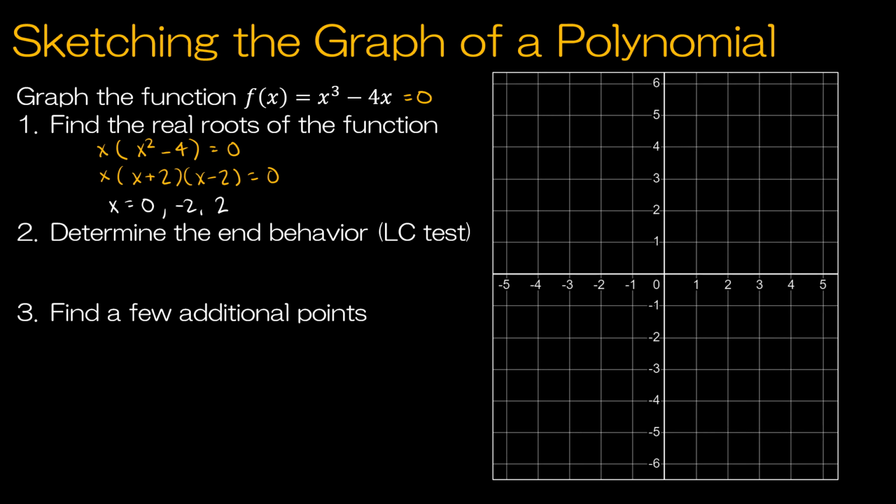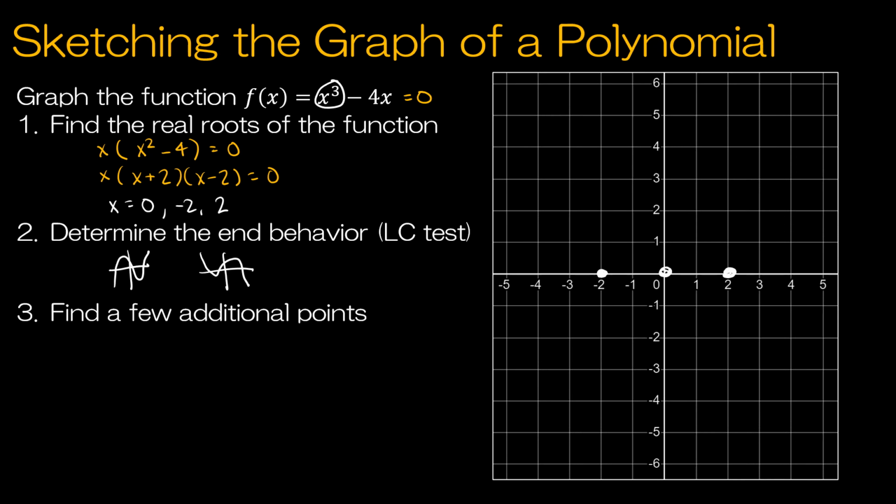So the first thing I'm going to do, once I find those zeros, is to plot x equals negative 2, x equals 0, and x equals 2. I'm going to plot those zeros. Then I'm going to think about the end behavior. So this is a cubic function, and we should know that a cubic function will either look like this, or some iteration of that, or going the opposite direction.